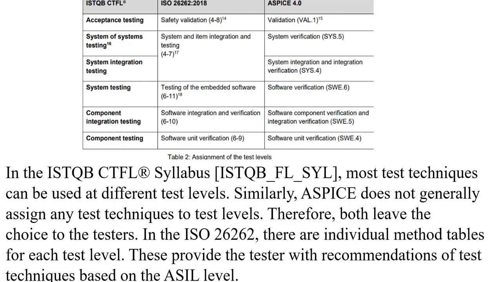In the ISTQB Foundation Level syllabus, most test techniques can be used at the different test levels. Similarly, A-SPICE does not generally assign any test techniques to test levels. Therefore, both leave the choice to the testers. In ISO 26262, there are individual methods tables for each test level. These provide the tester with recommendations of test techniques based on the ASIL level.